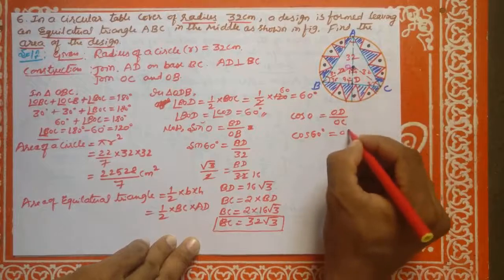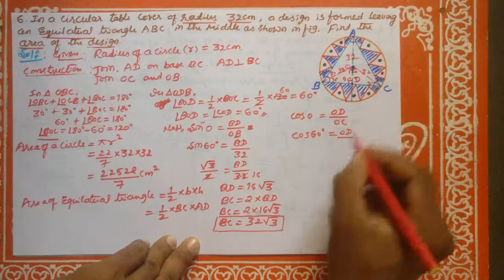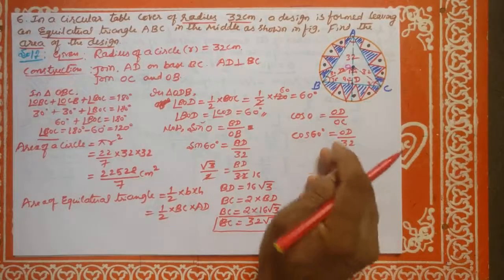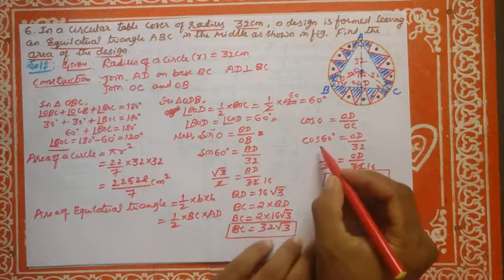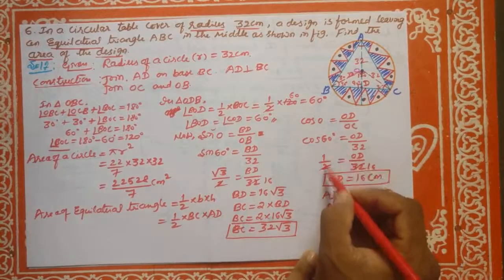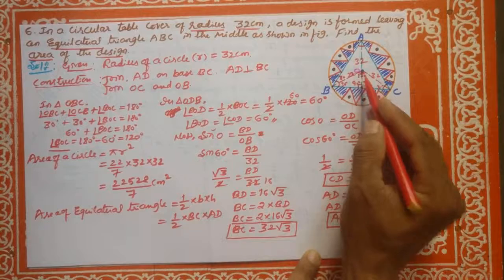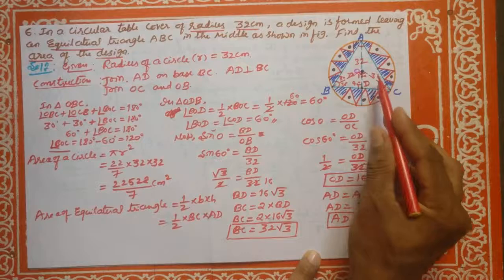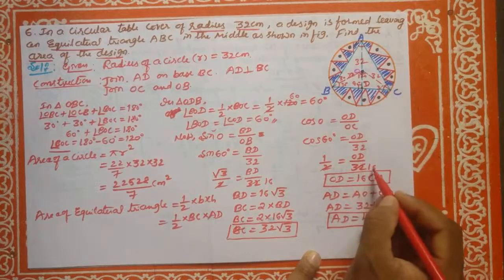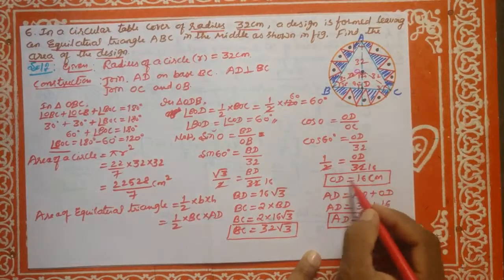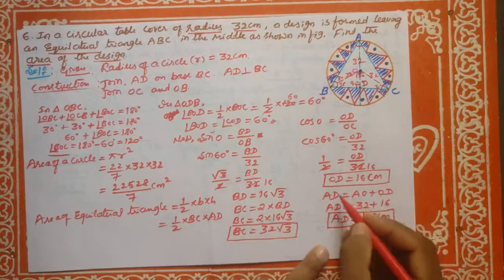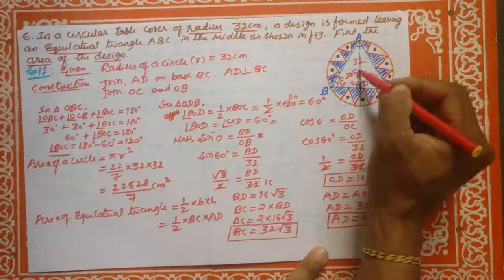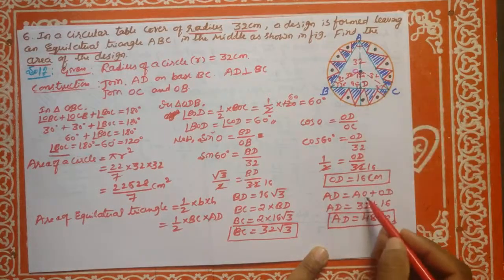Cos 60 is equal to OD, which we don't know, we need to find that, and OC is equal to 32 centimeters. What is the trigonometrical formula of cos 60 degrees? It is 1 by 2, equal to OD divided by OC, which is 32. 2 ones are 2, 2 sixteens are 32, and by cross multiplication OD is equal to 16 centimeters. Now we need AD, because AD is the height. Therefore AD is equal to AO plus OD.